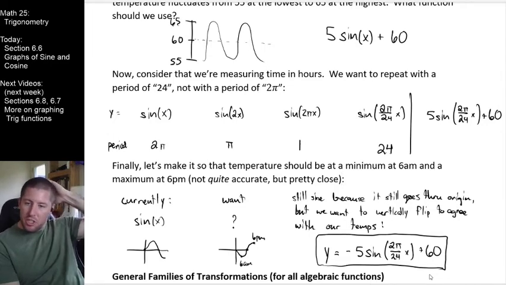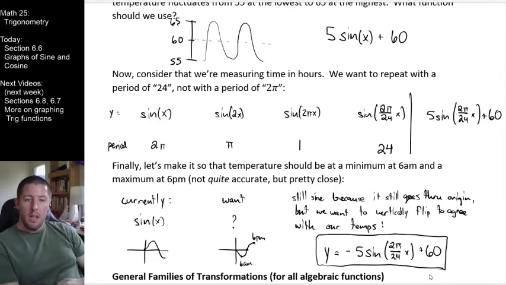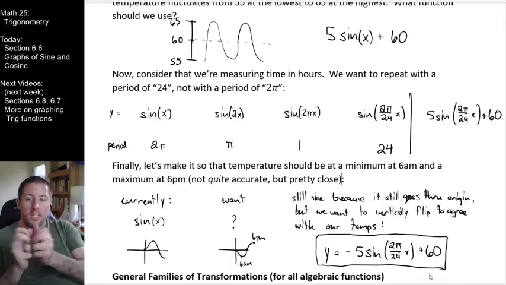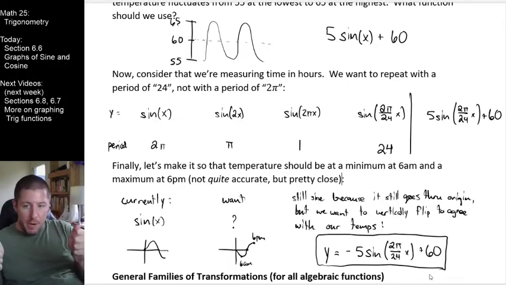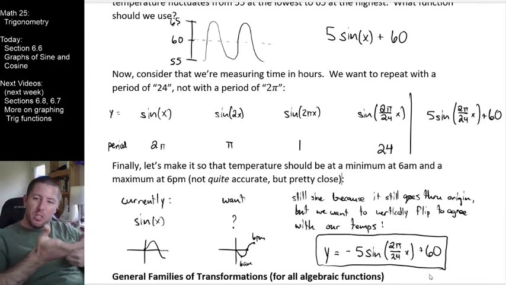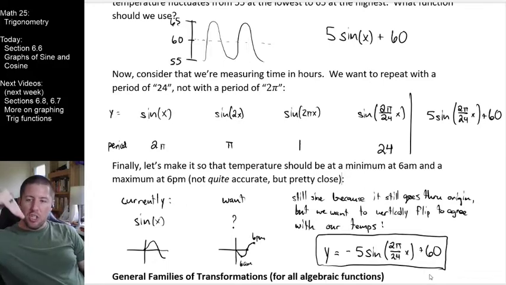We can make modifications to things that experience repetition. We just used all 4 of the modifications from up above. We vertically stretched with the 5. We vertically shifted with the 60. We horizontally stretched to change the period with the 2 pi over 24. And we did a vertical flip just to agree with the fact that we thought our temperatures should decrease from midnight till 6 a.m. rather than increase from midnight till 6 a.m.